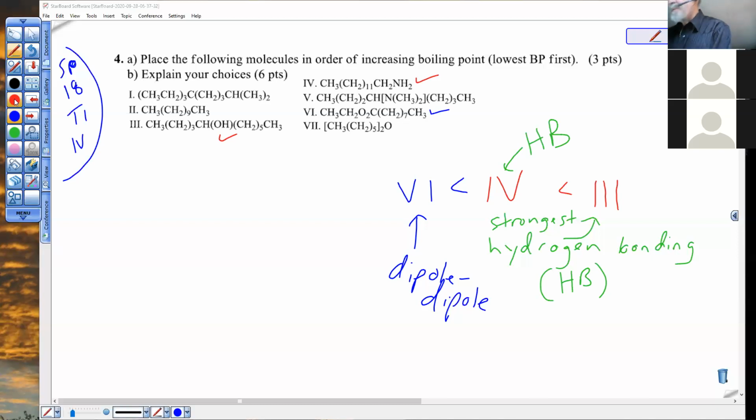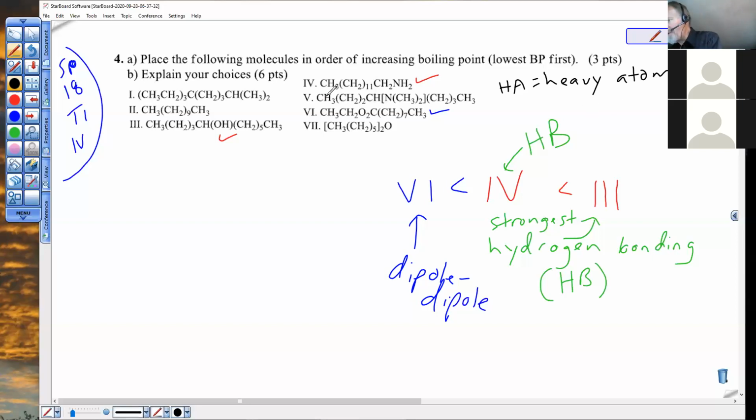Heavy atoms. HA, let's do it in, I don't know, I haven't used black yet. HA equals heavy atoms. I'm determining London first based on the number of heavy atoms. The bigger the molecule, the more the London forces. Let's do a quick count, shall we?